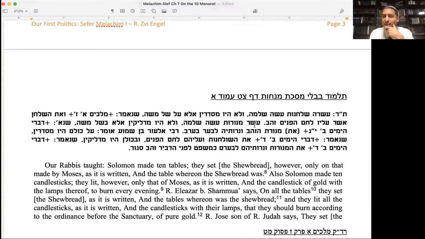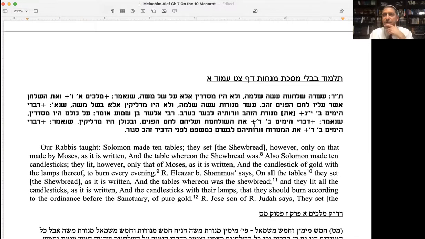The Gemara then has a debate further along, the same sugya. The Gemara debates the following. Asara Shulchanot asa Shlomo, Shlomo made 10. V'lo hayu misadrin ela al shulchan shel Moshe, but they only put the 10 showbreads on the table of Moshe. The other 10 were ornamental. It was there for design. Shenemar v'et hashulchan asher alav lechem hapanim zahav.